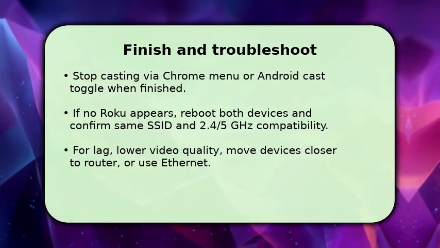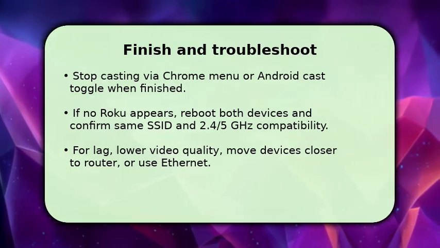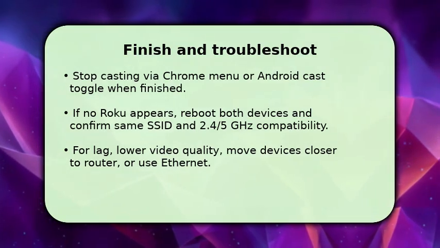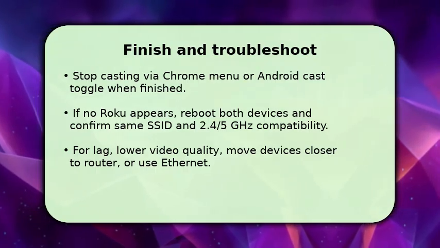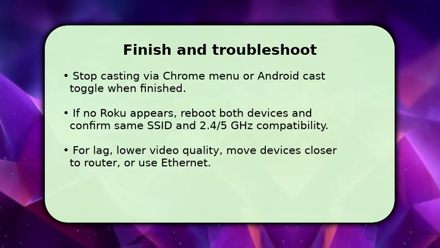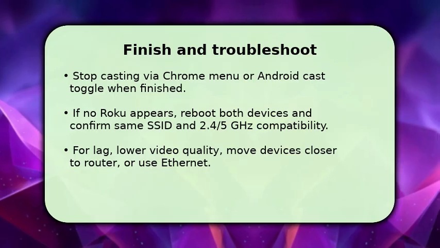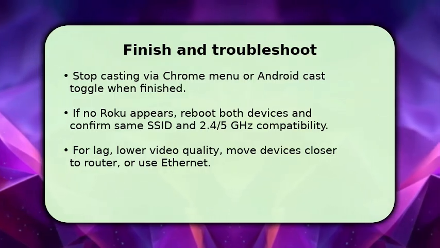If the Roku never appears in Chrome's device list, reboot the Roku and your source device, verify they're on the exact same Wi-Fi network, and that screen mirroring is allowed. For stuttering video, reduce the stream quality in Chrome, move devices closer to the router, or use a wired Ethernet connection on the Roku for a steadier result.